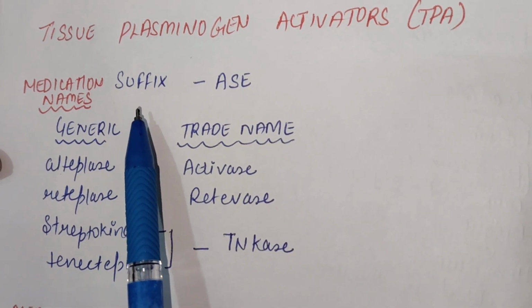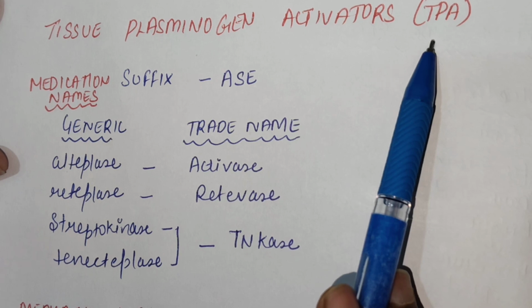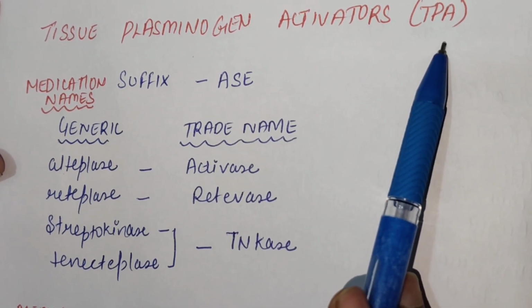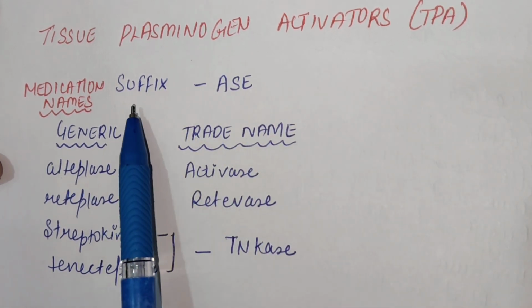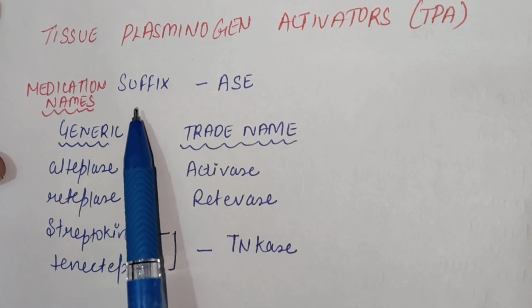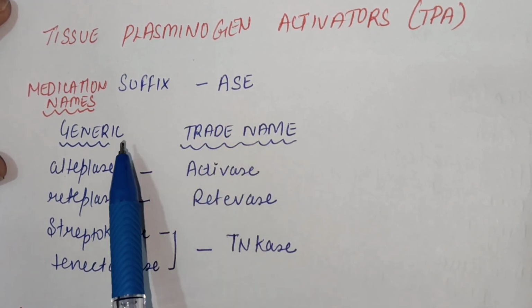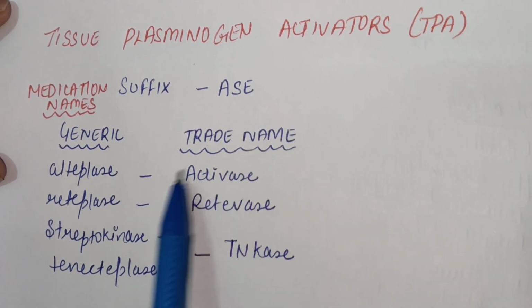Today I will discuss tissue plasminogen activator. It is also called TPA, and it is mainly an injection given for lysing of blood clots. For this, I will tell you the medication names later. First, the suffix used for this medication is ASE, and the medication names are generic and trade names.